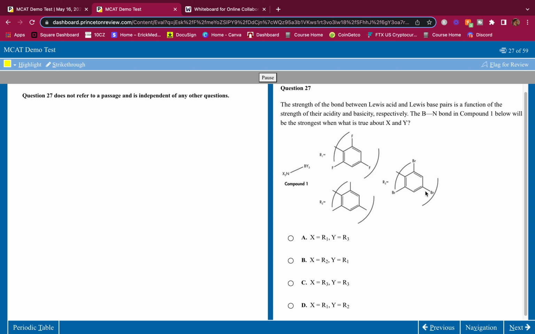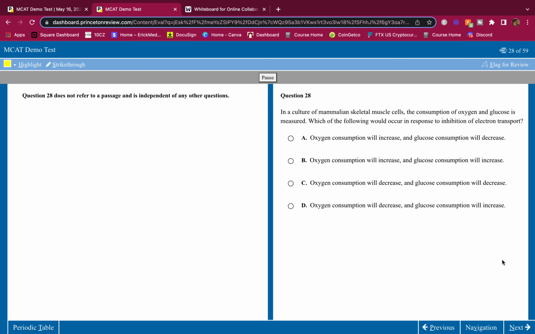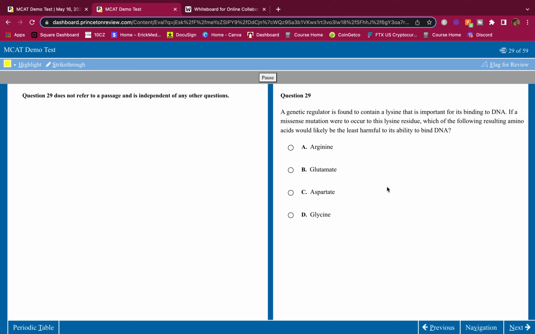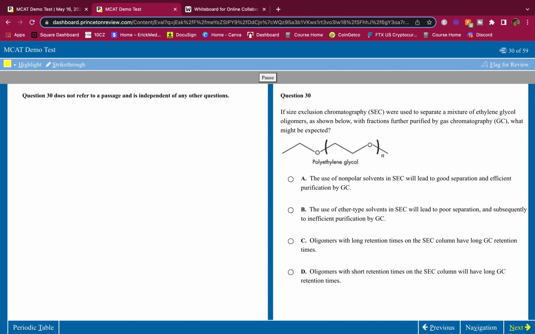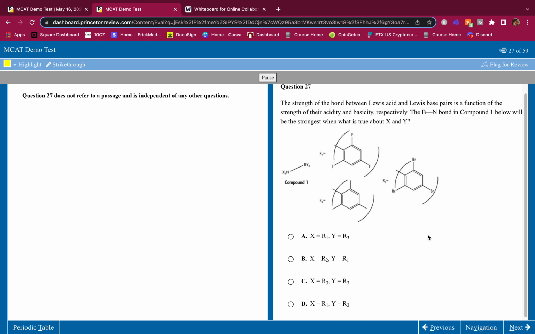Pick your answer or write it down. Question 27 here. Okay, you got some organic chem. Lovely. 28, pick your answer, write it down. 29, pick your answer, write it down. 30, pick your answer, write it down, and that is it, okay? So hopefully you guys get them all right. Let's see how you guys did.